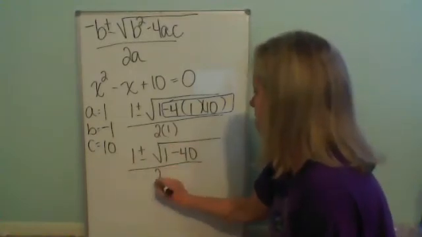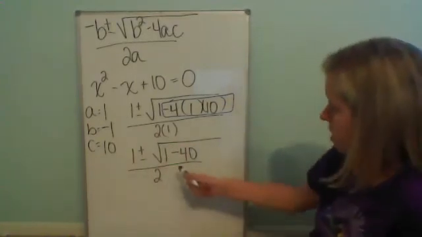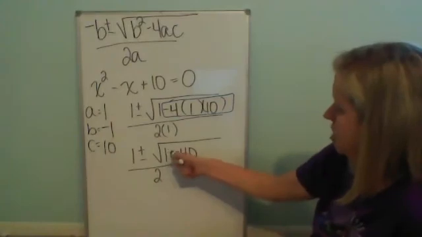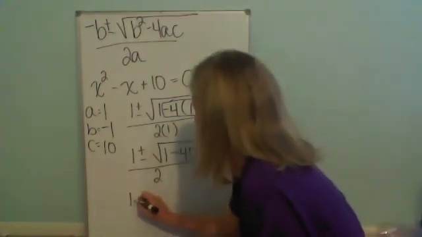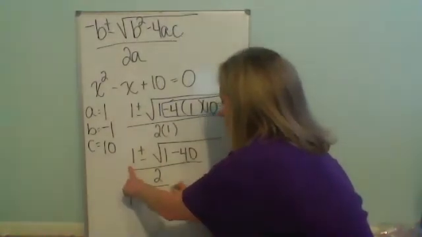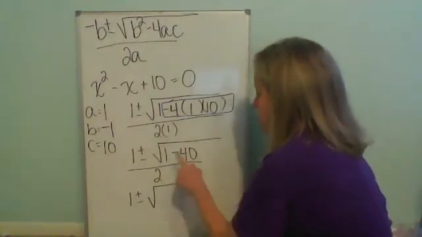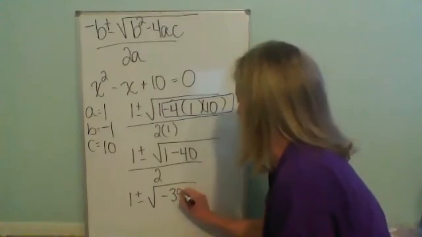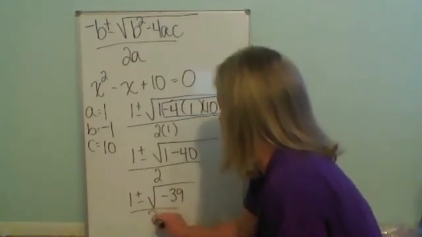2 times 1 in the bottom is 2. All right, let's subtract this. 1 minus 40. So you have 1, this first one, sorry, plus minus. What do you get when you do 1 minus 40? You get -39 over 2.